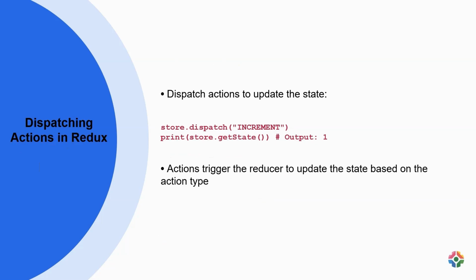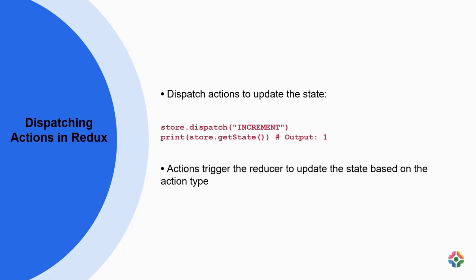To update the state in Redux, actions need to be dispatched using store.dispatch. By dispatching an action like increment, the reducer associated with the action type will be triggered to update the state accordingly. For example, after dispatching the increment action, the state will be updated to reflect the incremented value, e.g., increasing a counter from 0 to 1.